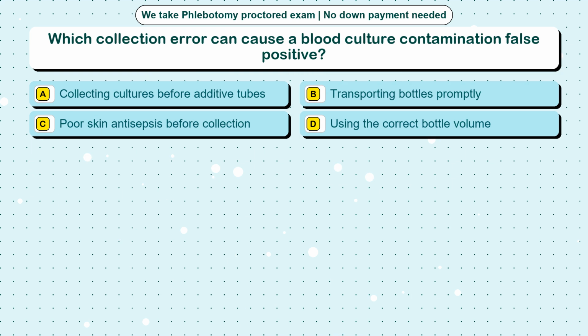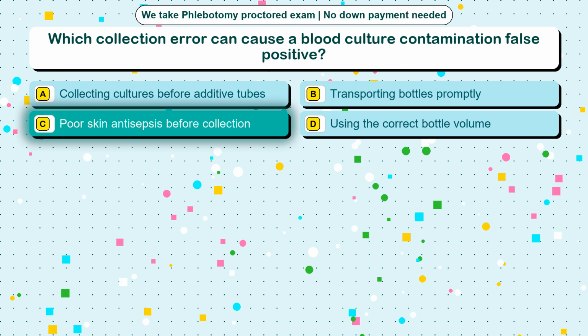Question 61. Which collection error can cause a blood culture contamination false positive? Option A. Collecting cultures before additive tubes. Option B. Transporting bottles promptly. Option C. Poor skin antisepsis before collection. Option D. Using the correct bottle volume.